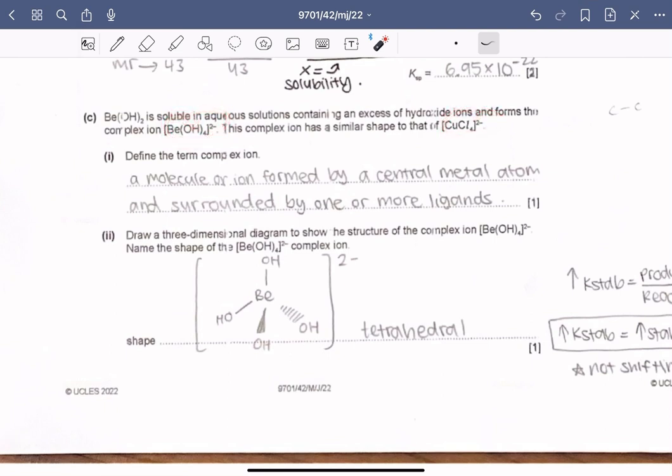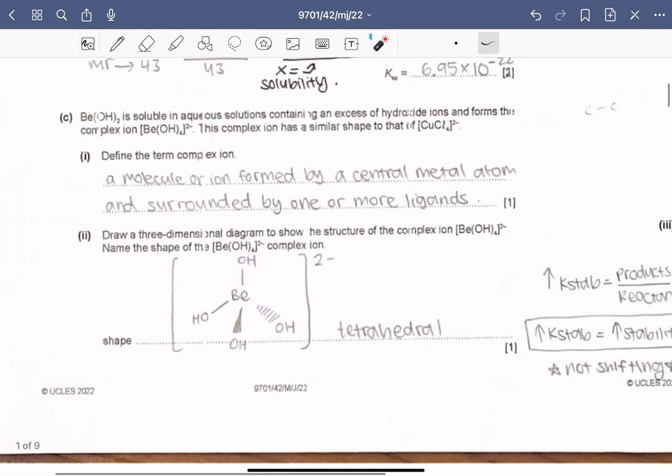Draw a three-dimensional diagram to show the structure of the complex ion Be(OH)4 2-. Name the shape of Be(OH)4 2- because the OH, there's 4 of them. So it's a tetrahedral structure with a 3D structure. You have to shade this, you have to make this line to show that it is in front, this is in front, but this is at the left back of Be. It's a 3D structure. And don't forget the charge, OH, and remember the bond is bonded to the O, not the H. So it is tetrahedral.